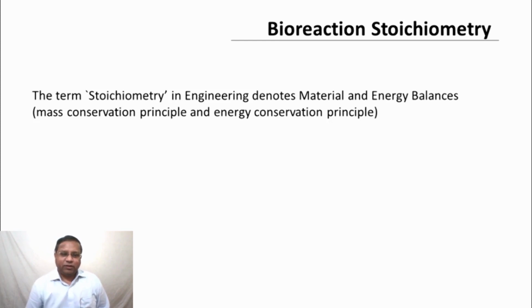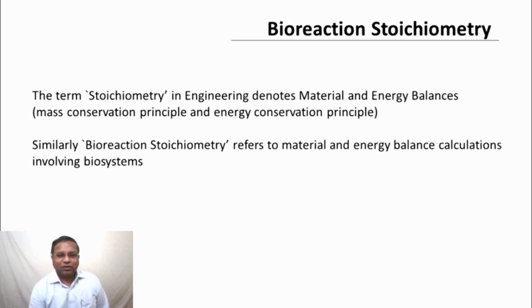The term stoichiometry is used heavily in chemistry. It is also used in engineering. In engineering, it actually denotes the material and energy balances, or things that are based on the mass conservation principle and the energy conservation principle. That is what is called stoichiometry in some fuzzy fashion in engineering. You have books on stoichiometry. Similarly, bioreaction stoichiometry refers to material and energy balance calculations that involve biosystems.